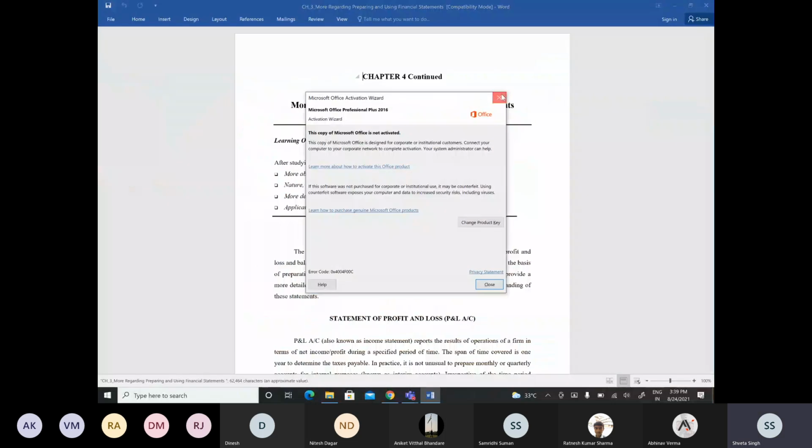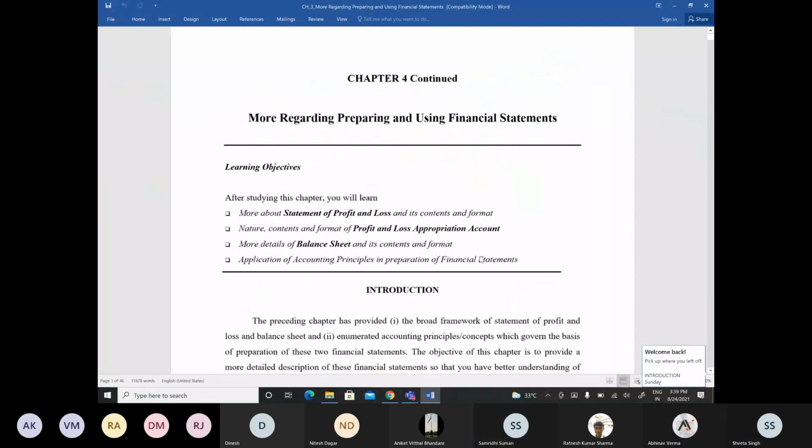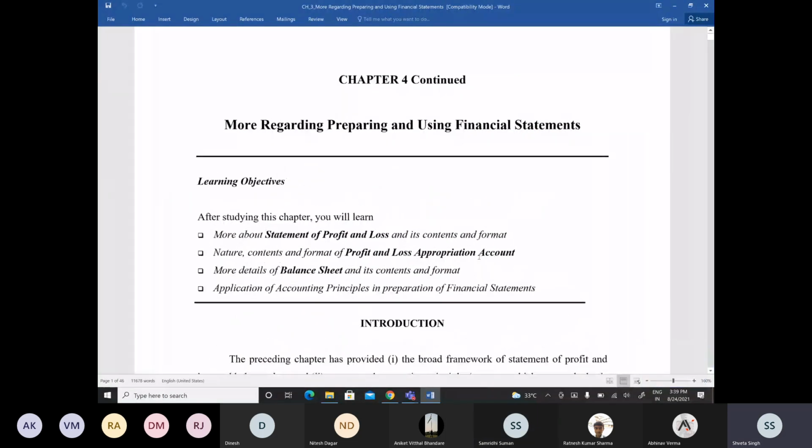Samriddhi, is this visible? Yes, ma'am. I've increased the font size.